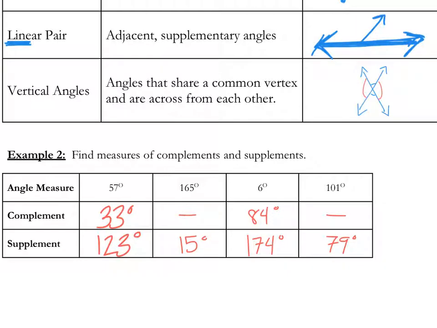Okay, so if you see, 165 doesn't have a complement and neither does 101. The reason being, these two angles are above 90 degrees. So this plus something doesn't ever give you 90. It's already above 90. In this class, we're never going to do negative angles, so it doesn't work. So you only have a supplement in this case. 6 also has both a complement and a supplement, of 84 and 174.